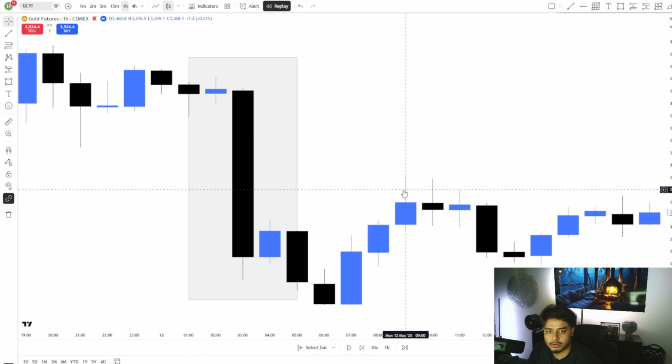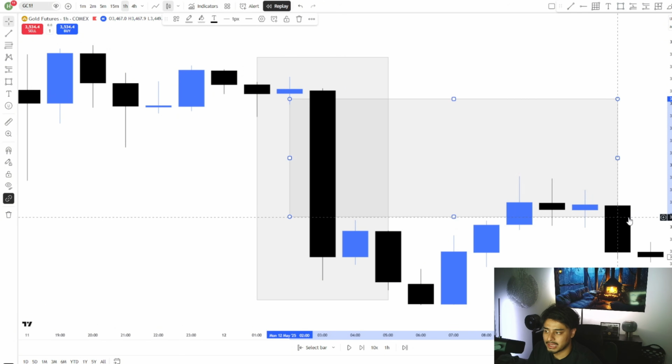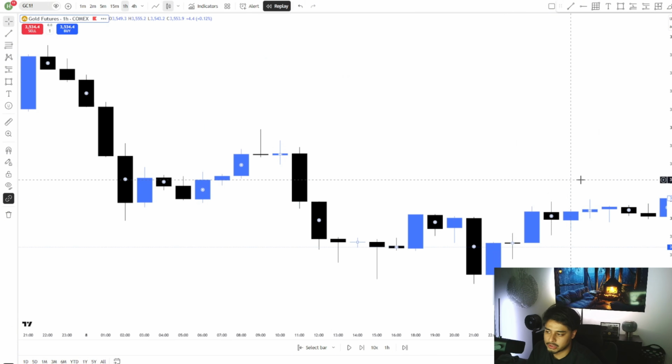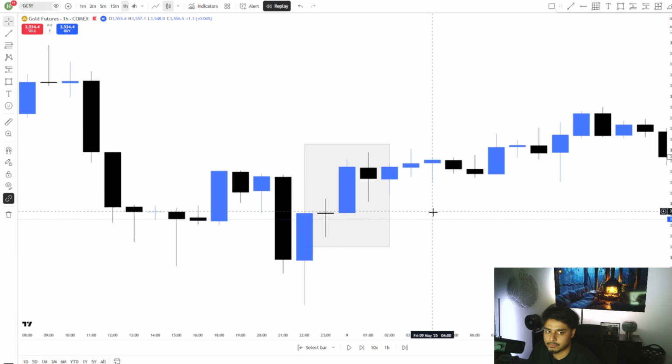Blue, black, blue. For the ones that said yes, this is a fair value gap. Beautiful space in the middle. The candles are not overlapping, okay? If it looks weird, then it's not a fair value gap. That's simple. What about this, guys? Is this a fair value gap right over here?